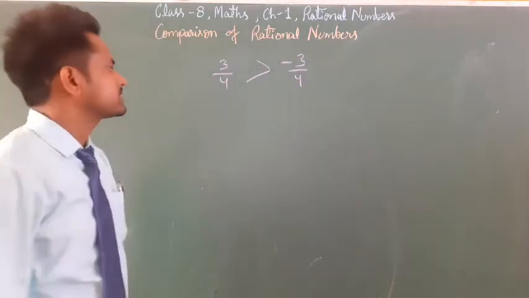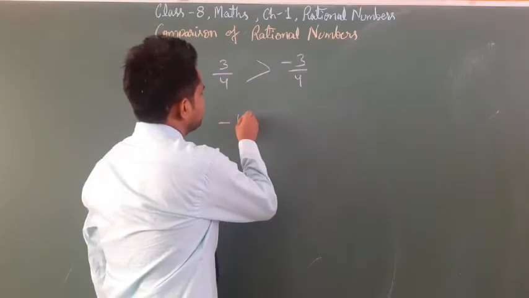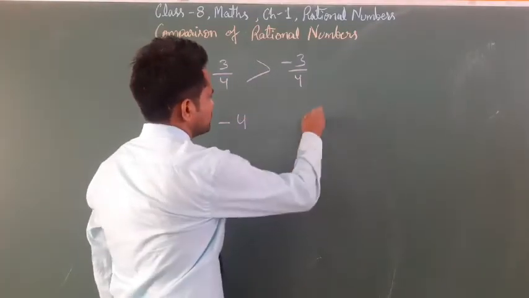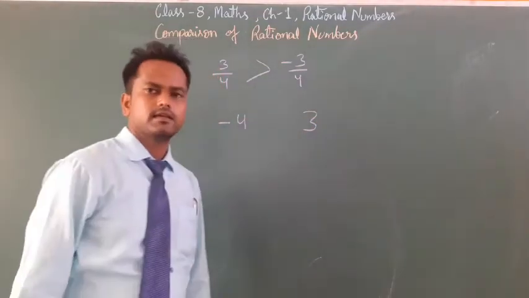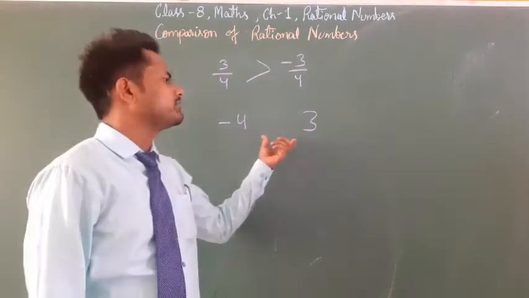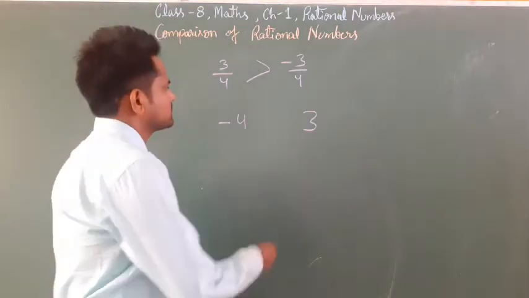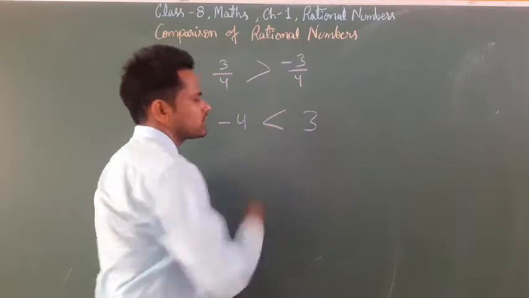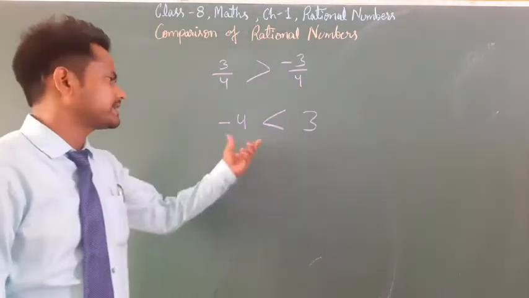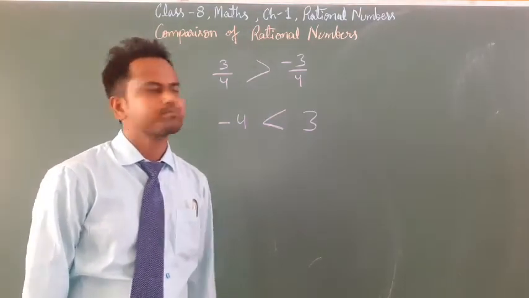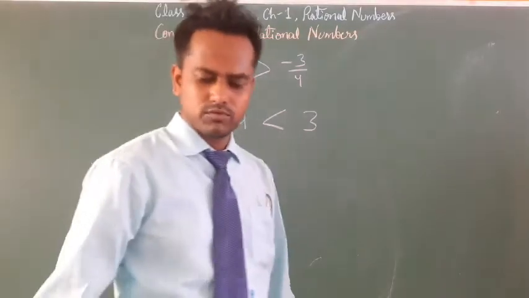Got it? If we take minus 4 and plus 3 and you have to tell which is greater, positive numbers are always greater than negative numbers. Got it? So move to the next topic.